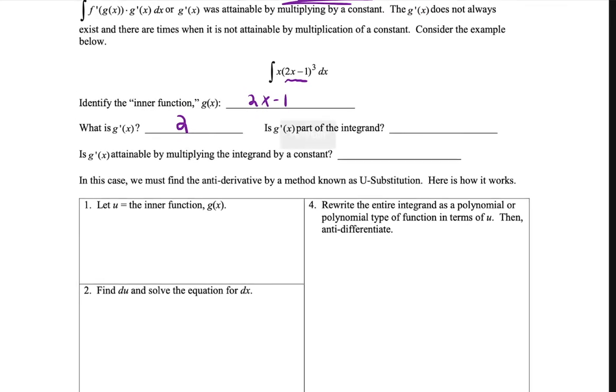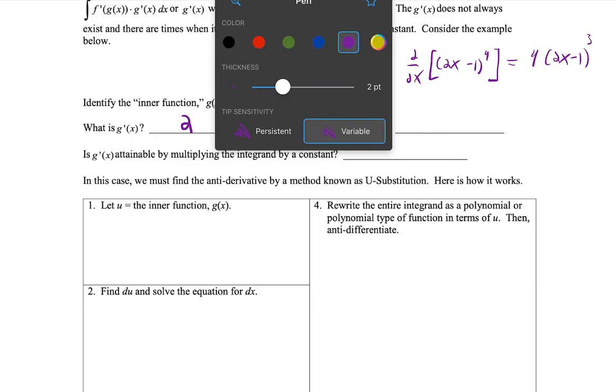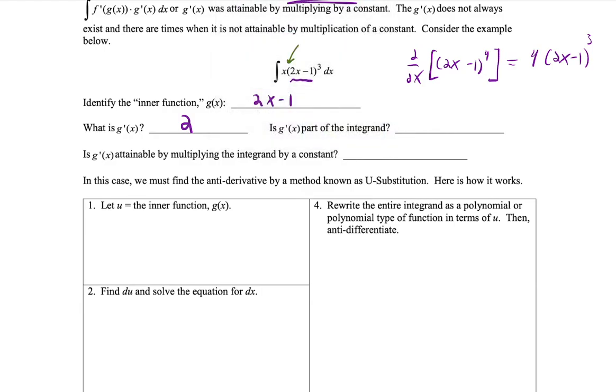So if you try the guess and check method, let me see what happens when I take the derivative of 2x minus 1 to the 4th, going up by 1. We'd have 4 times 2x minus 1 to the 3rd. Well, how am I going to get this x? There's nothing I can just throw in here. I certainly can't just throw in an x. That's probably one of the most common mistakes. You can't just throw in that x, because then you get the product rule going on. It's way harder than that. So that's not what's going to work.